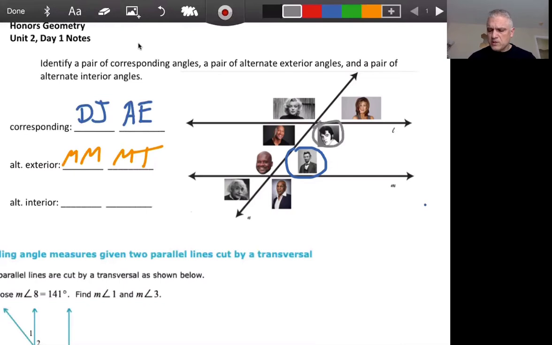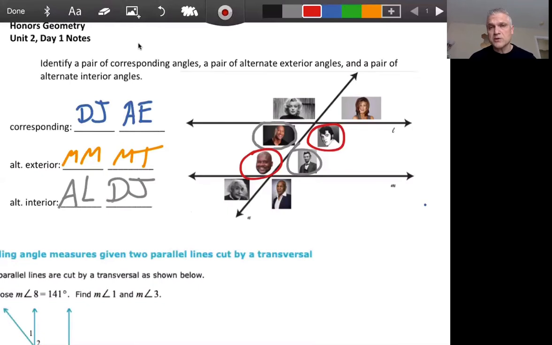Elvis Presley, unfortunately, Elvis is on the same side of the transversal as Honest Abe. Therefore, they are not alternate interior angles. That leaves us with Dwayne Johnson, The Rock. He and Honest Abe are on different sides, or alternating sides, of this transversal, and they're both interior. So they alternate and they're interior. So for one example of alternate interior angles, we would say Abraham Lincoln and Dwayne Johnson, AKA The Rock, right? Now, we could have also said Elvis and Shaq are alternate interior angles as well. So again, there's two possible answers for the alternate interior angle pair.